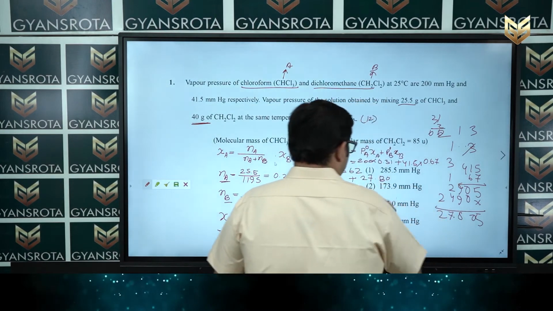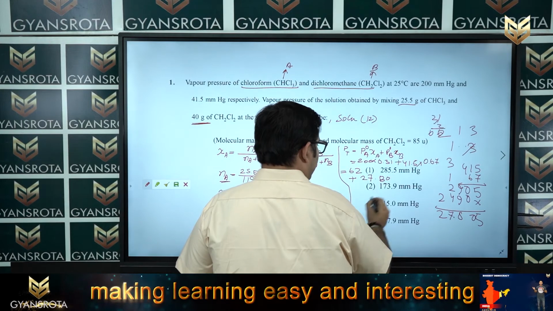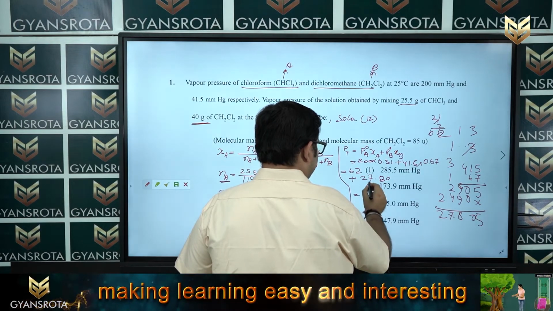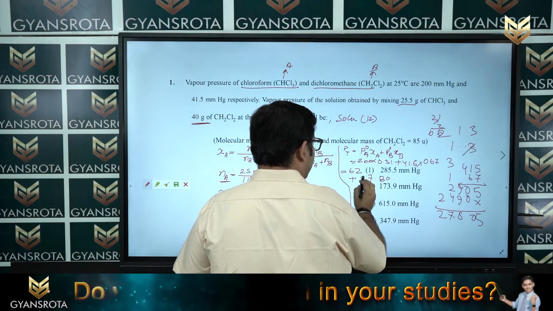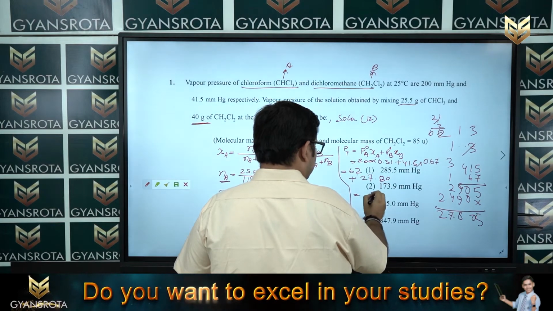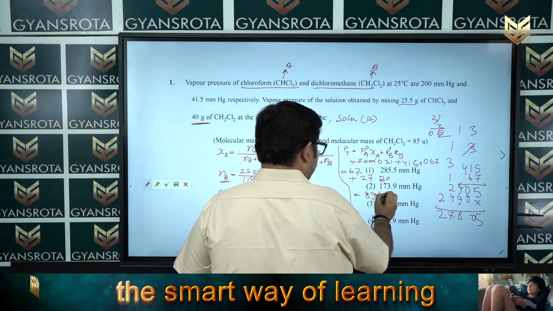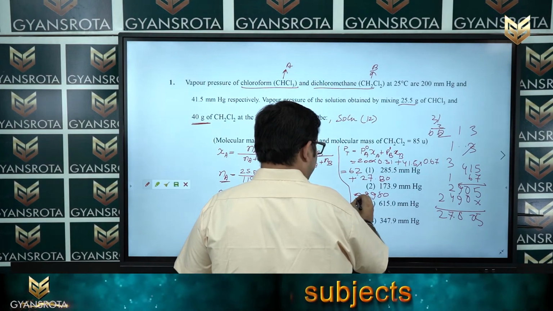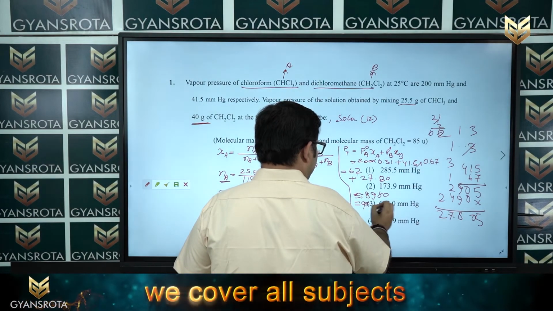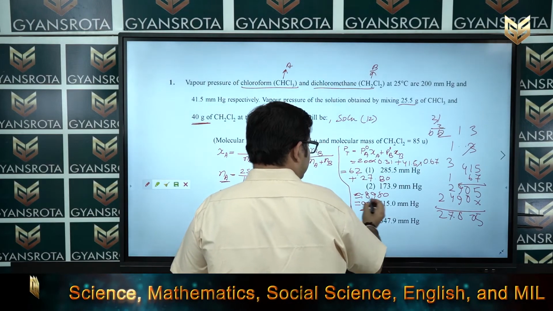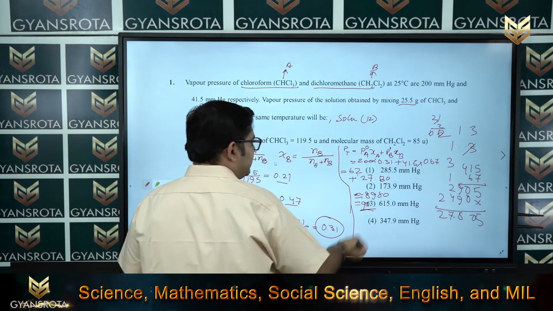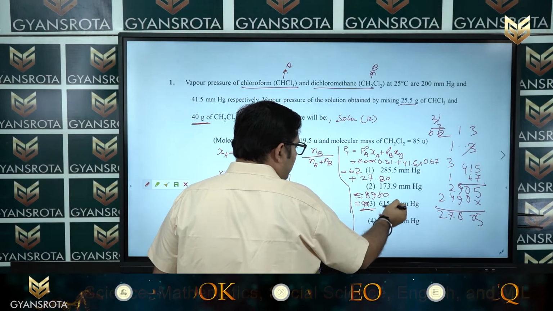Yeah, it will be around 27.805, and if you do the remaining part, it will come around 89 to 90 mm of Hg. Okay. But if you see this 89 to 90 mm of Hg, this value is not given in any options.